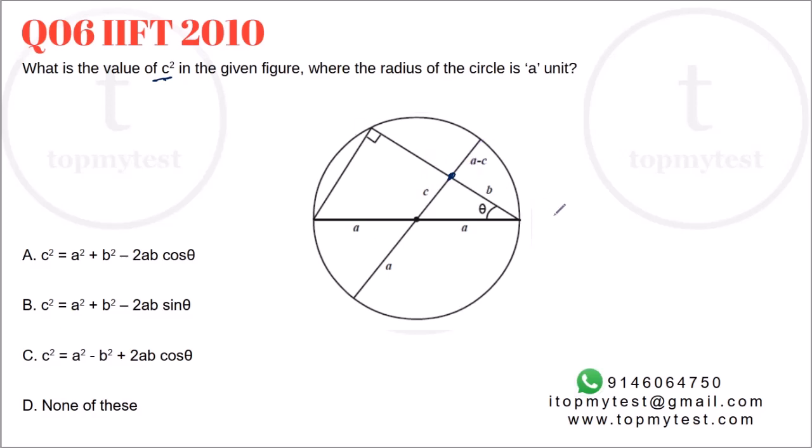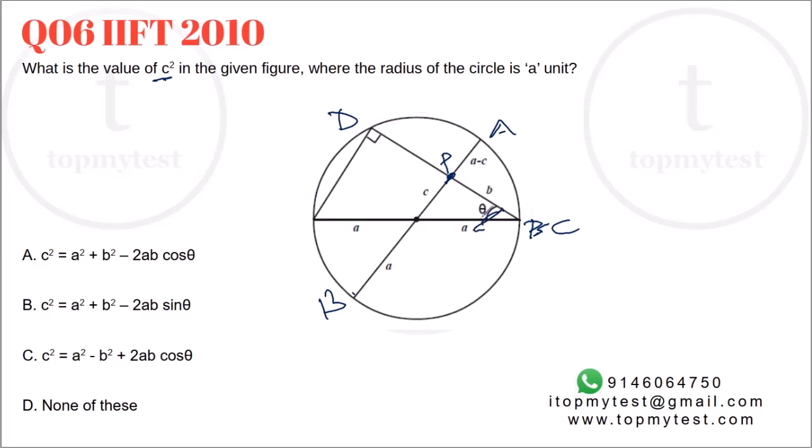Now we can use the chord relation inside a circle. So if the meeting point is p, and the points are a, b, c, d, then pa into pb will be equal to pc into pd. Now I know pc is b, I know pa will be a minus c, pb will be a plus c. The only thing left will be pd. What will be pd? For that I will need to use trigonometry.